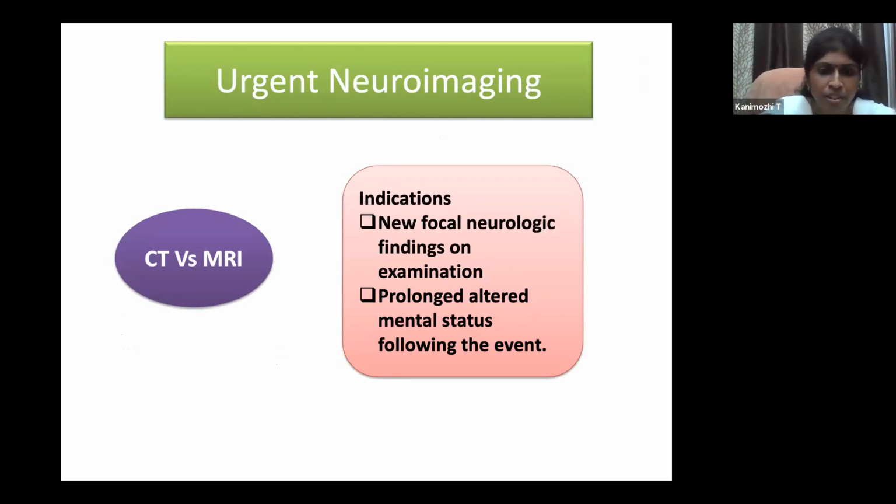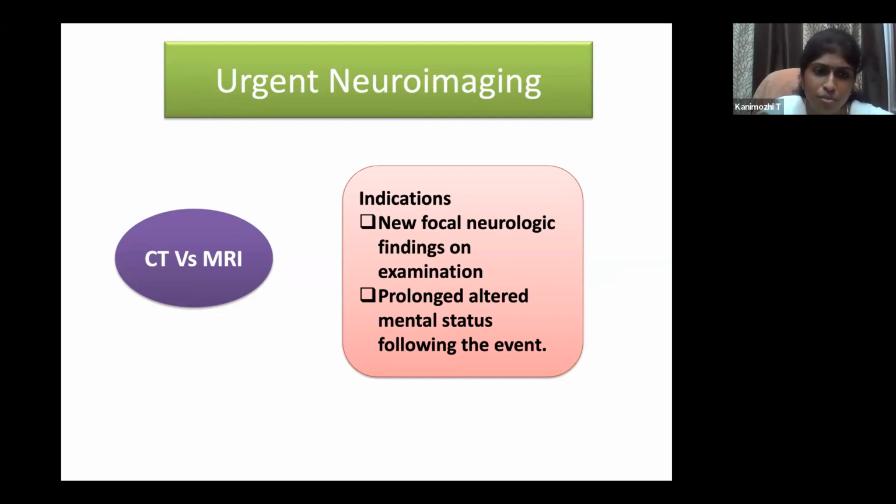Regarding neuroimaging, only 1/3 of those who present with an unprovoked seizure usually have some abnormal findings, and of those, only 2% are clinically significant in decision making. So we consider urgent neuroimaging only if there are new focal neurological findings on examination, like when you suspect a stroke, or when there is a prolonged altered mental status, where the child is in an encephalopathy kind of state for a longer duration. These are the 2 indications for urgent neuroimaging.